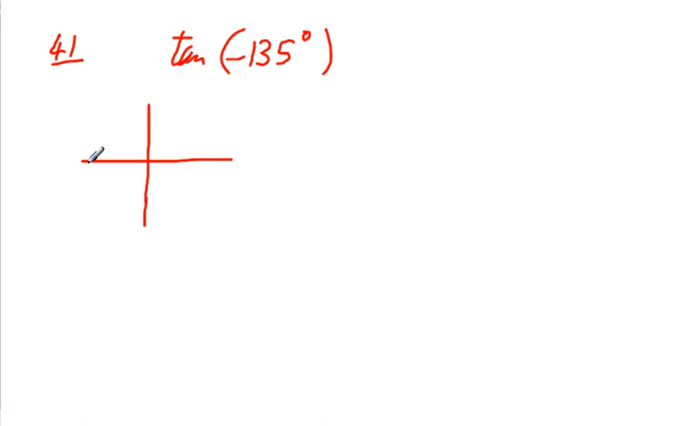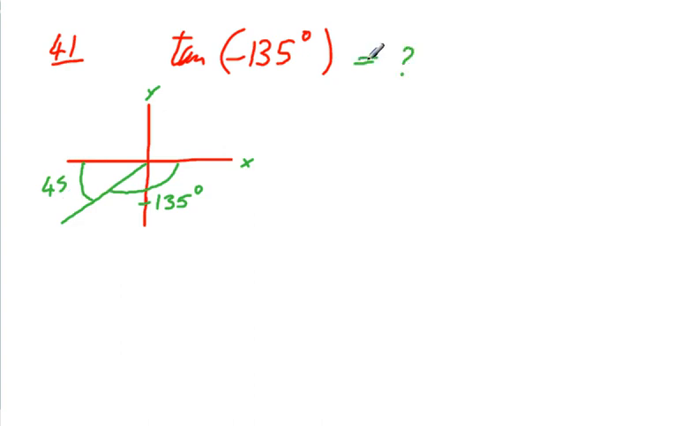Suppose I ask you to figure out, here's problem 41. Tangent of minus 135. Minus 135, where do I end up at? 90, 45 more to go. Here is minus 135. Okay, minus meant going this way. What's a reference angle? Reference angle is going to be 45.